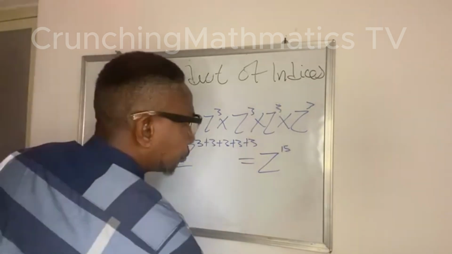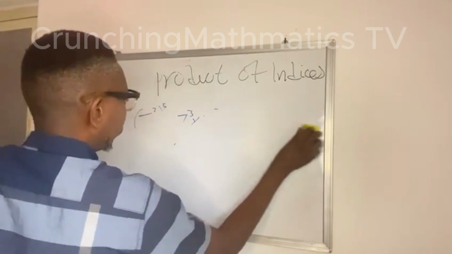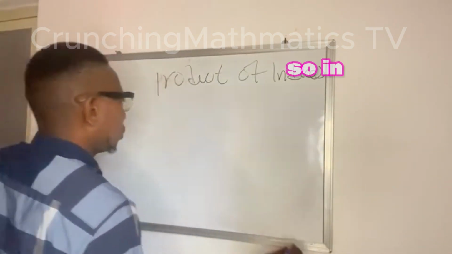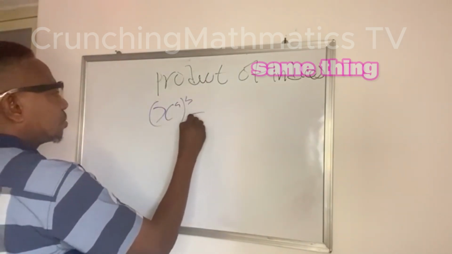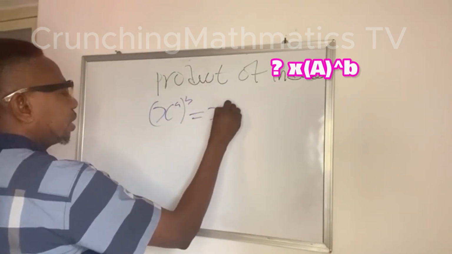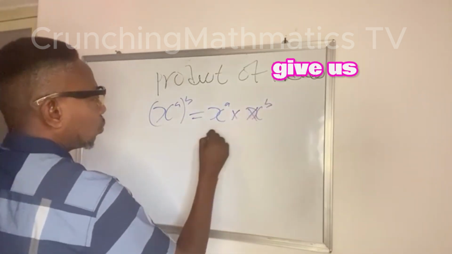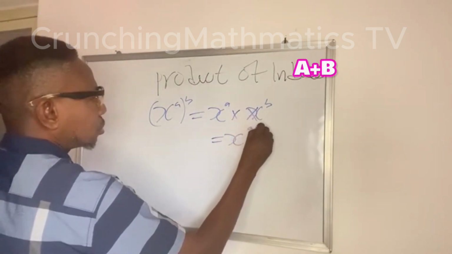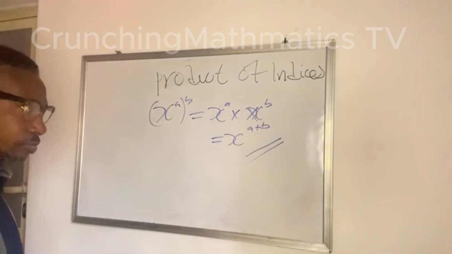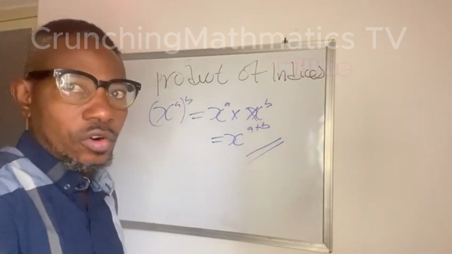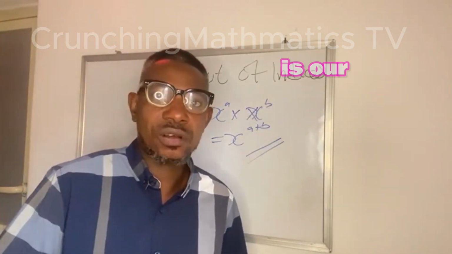So in general, (x^a)^b is the same thing as x^a times x^a, b times, which will give us x^(a times b). That is what it means in general. So that will be all for that. So with that, we'll now be looking at fractional indices, where we'll end. So this is our last topic for today.